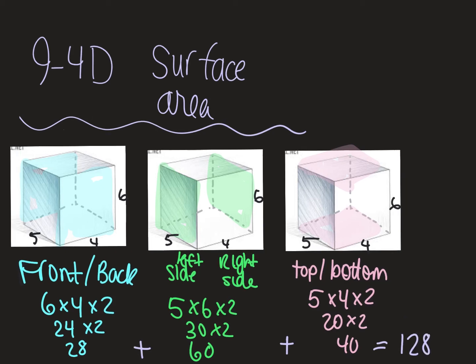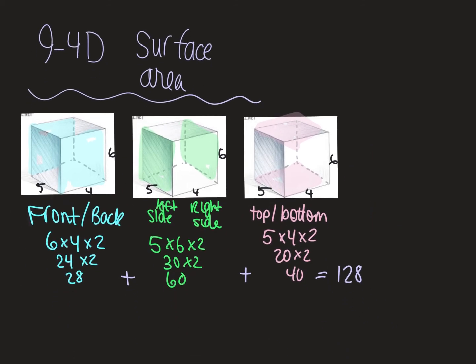I get 128 as my answer, and if I had included labels, which would have been good, let's say these were inches, area is back to being in inches with a 2. Volume had a 3, but area, even surface area, only has a 2.